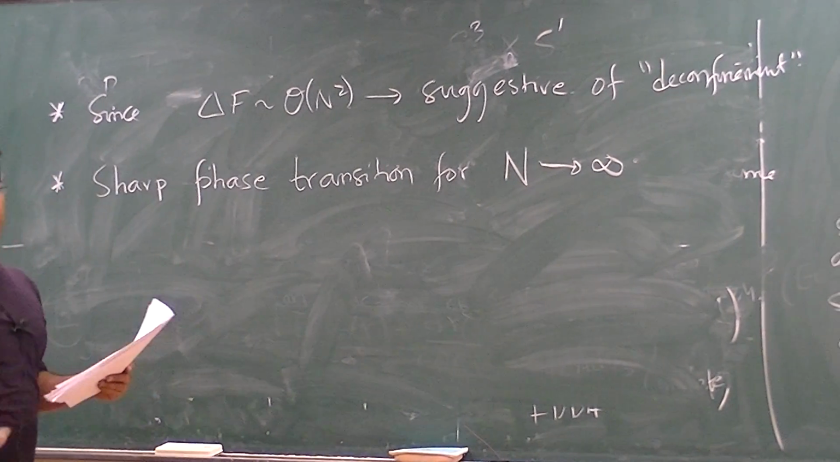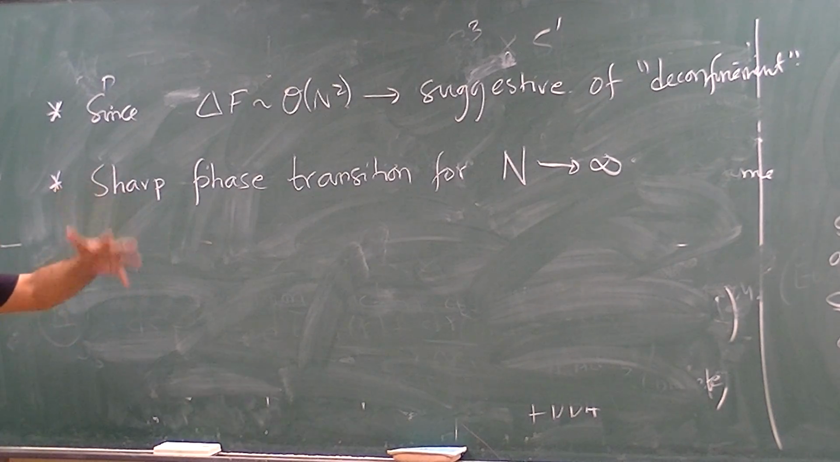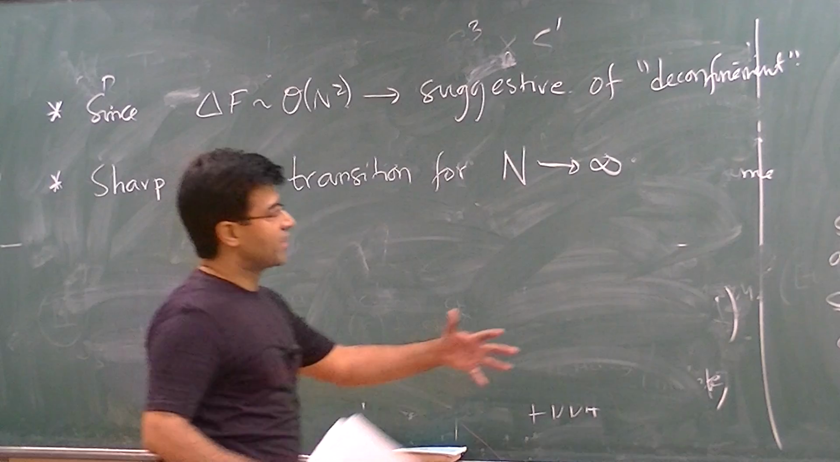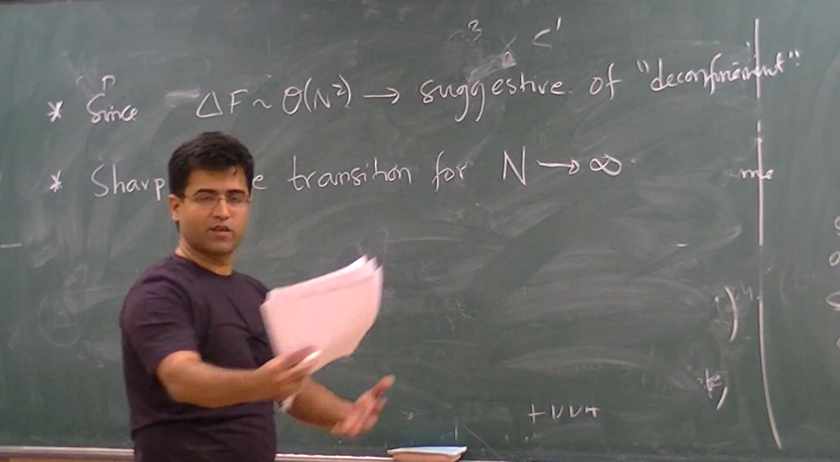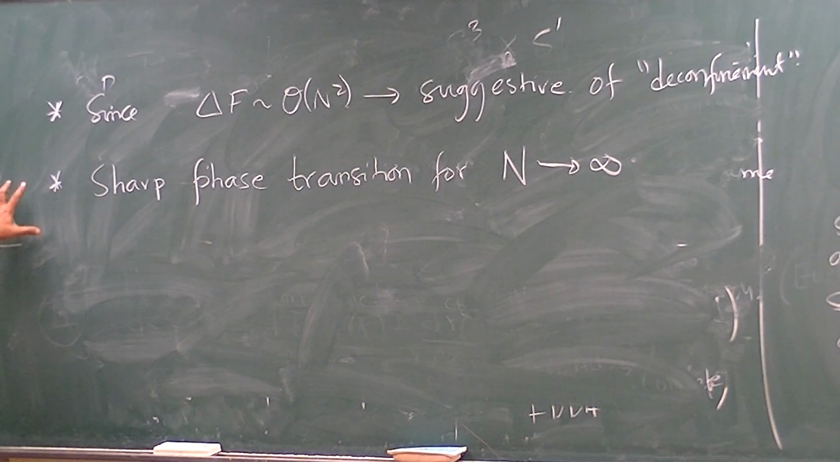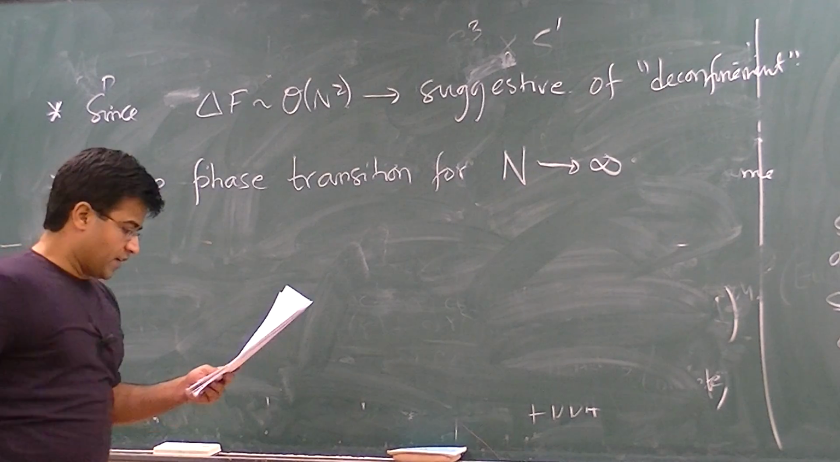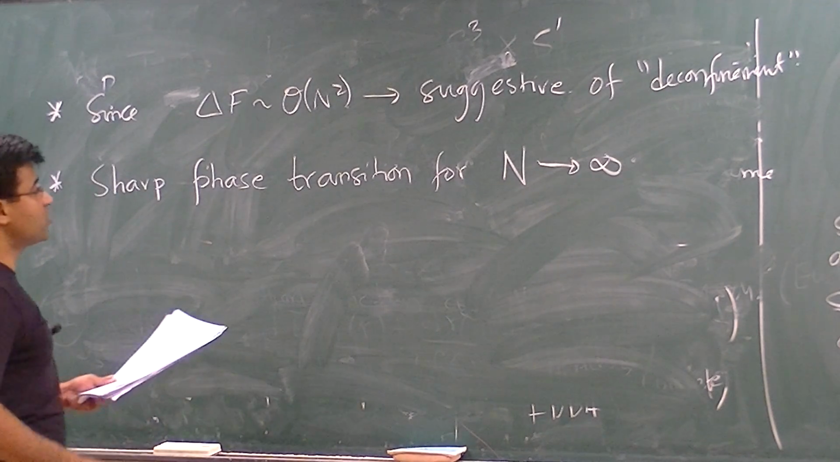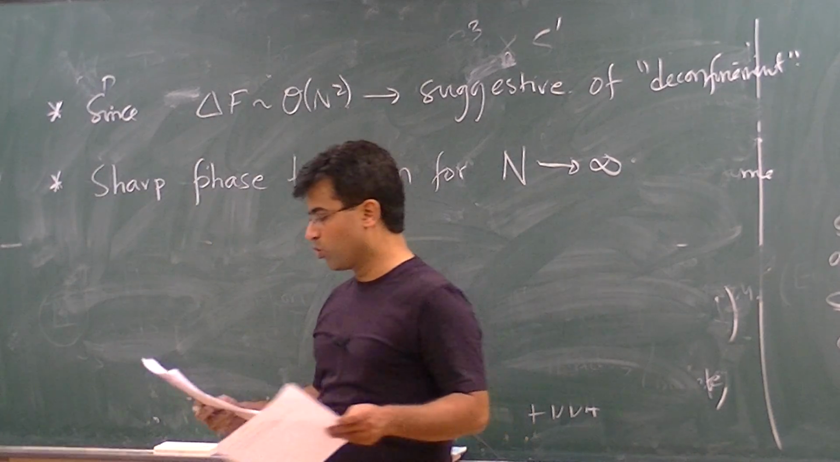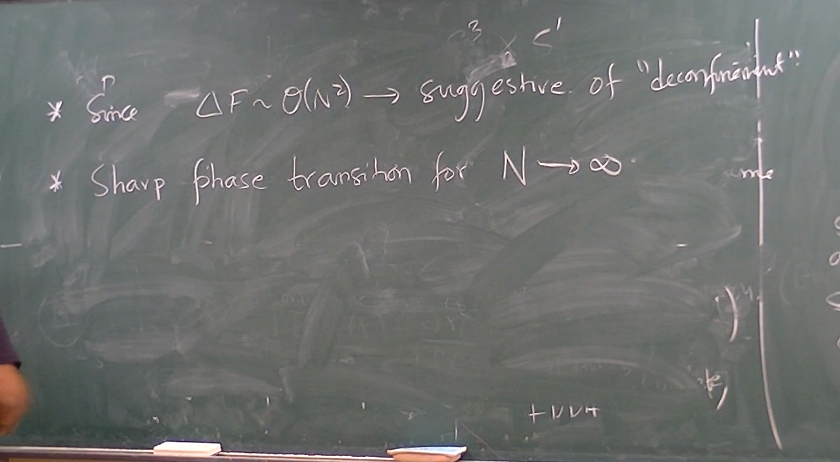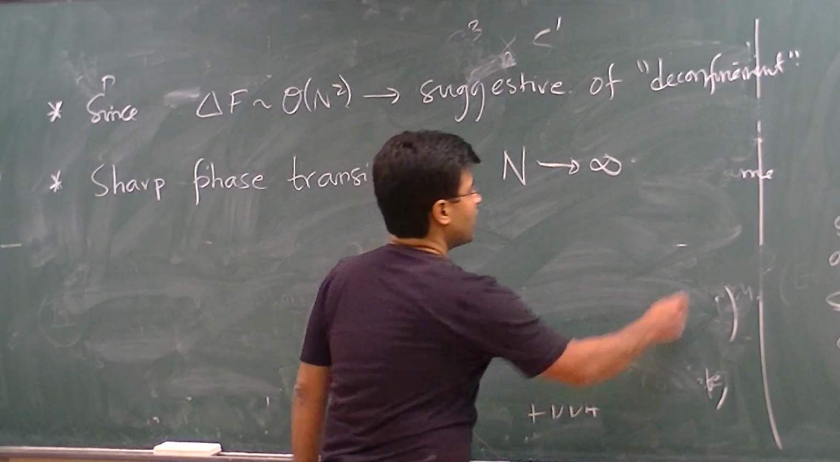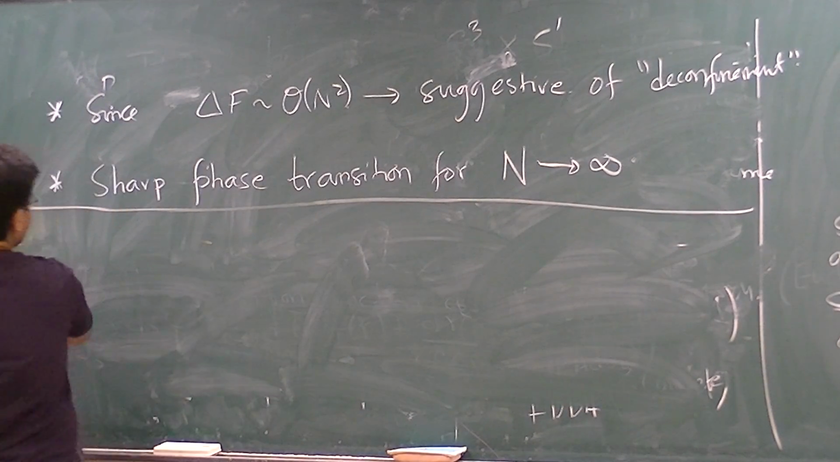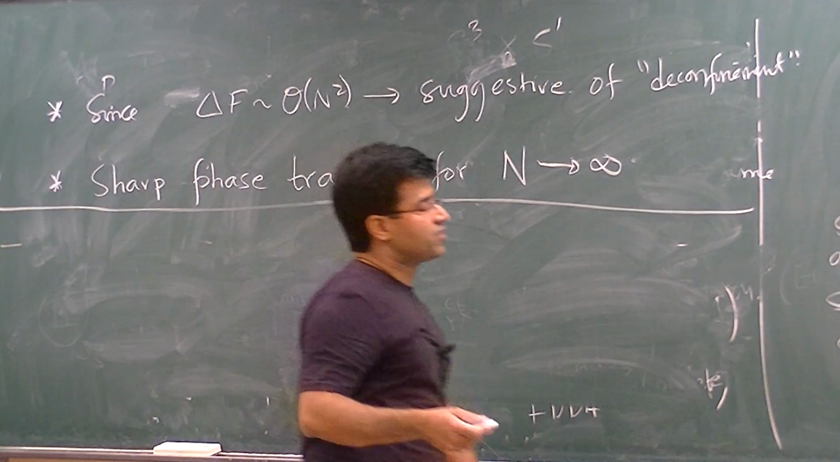And at finite N, basically thermal AdS and the big black hole both will coexist. Okay, and you can't really say that you're in the black hole phase or in the thermal AdS phase. Right. So finite N effects will smooth out the phase transition, and the large N limit plays the role of a thermodynamic limit.